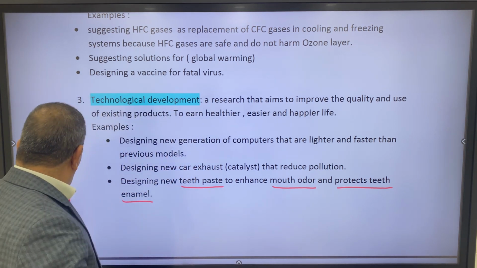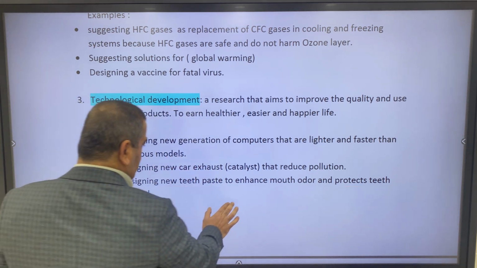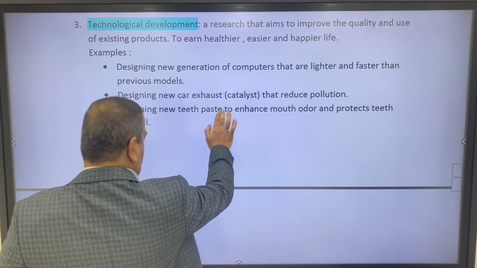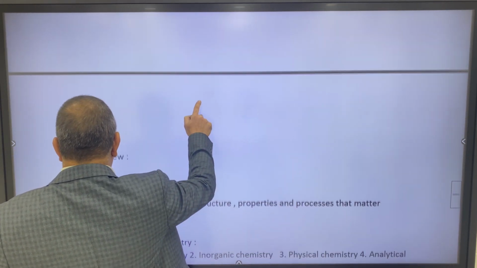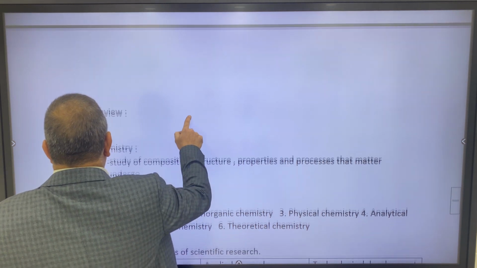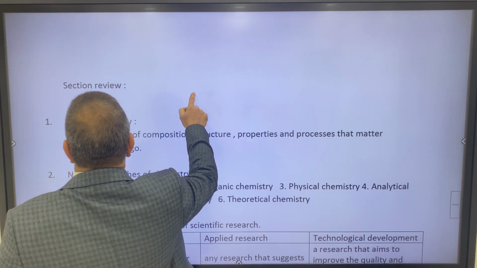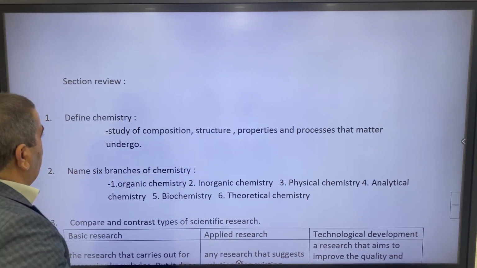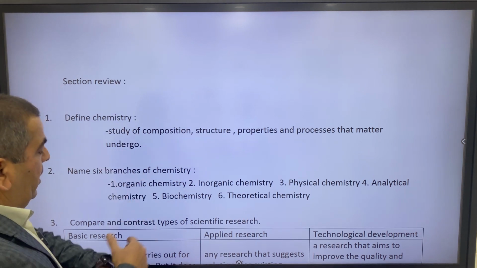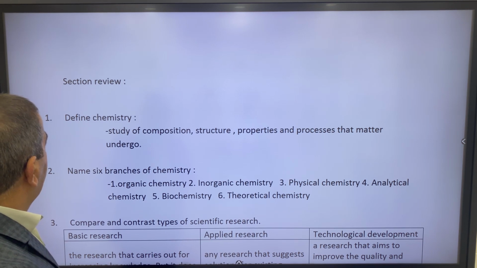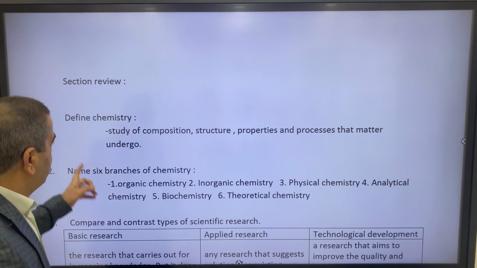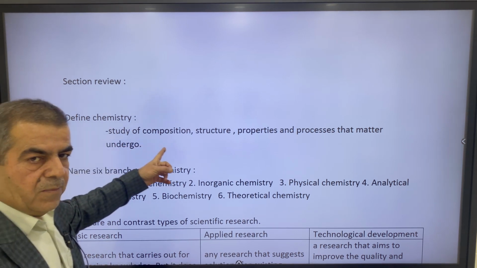Now, this is all about section 1. It's actually a short section. So we can move now into the section review. In section review, we have only 3 questions, and they are also short. Most of them, we talked about earlier in the beginning. So the first question is define chemistry.